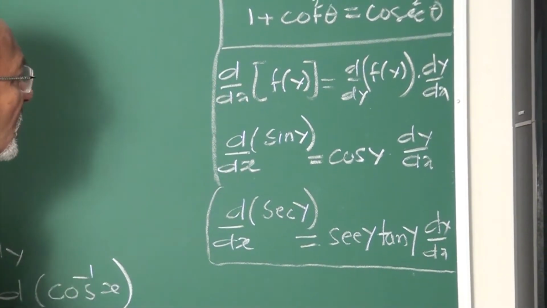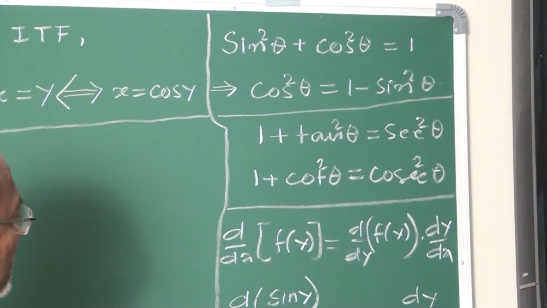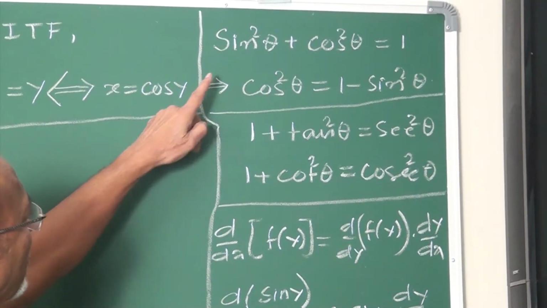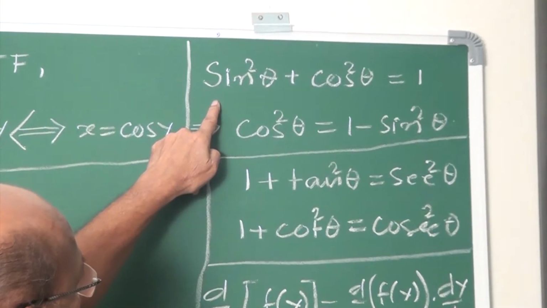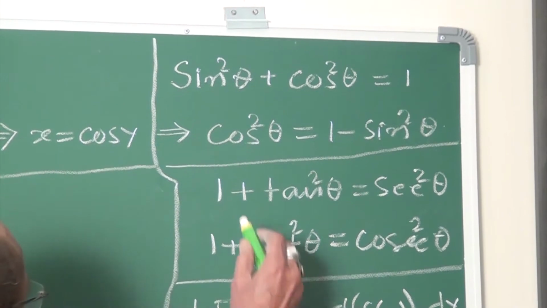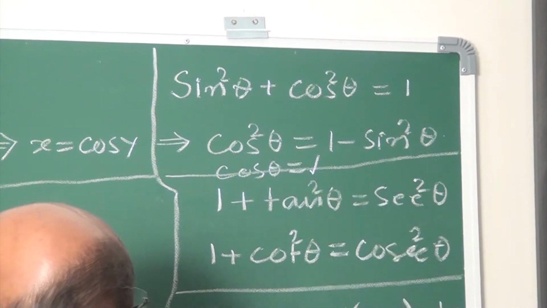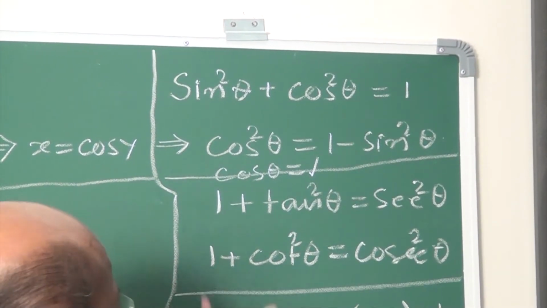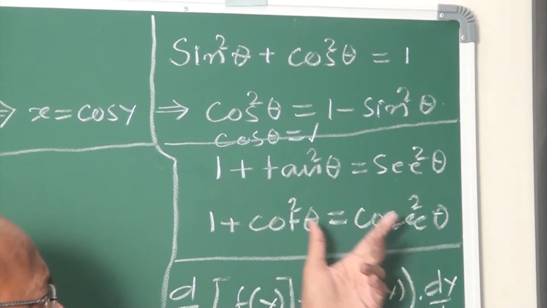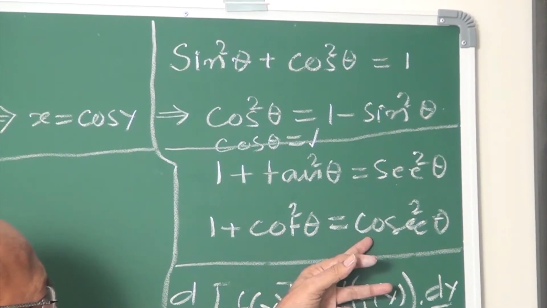Yes, my friends. I want to use these trigonometric identities, which we did in 10th standard. Sin square theta plus cos square theta is 1. So cos square theta, shift that side. Then cos theta is the square root of 1 minus sin square. Like that, 1 plus tan square is sec square, or sec square is 1 plus tan square. Cosec square is 1 plus cot square, or 1 plus cot square is cosec square.